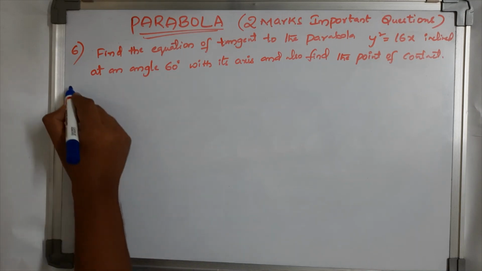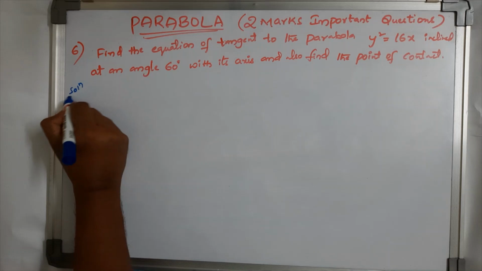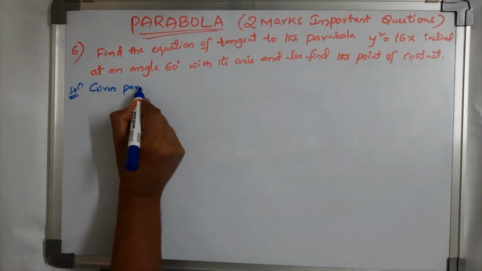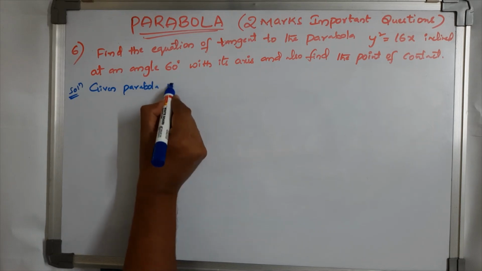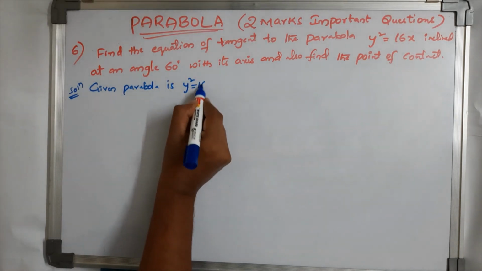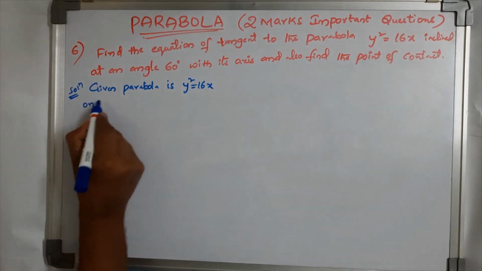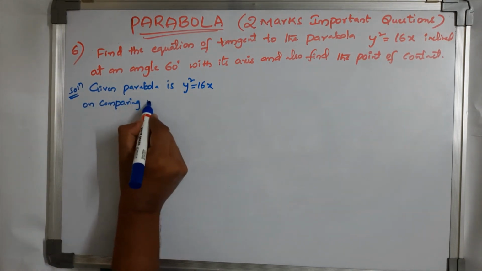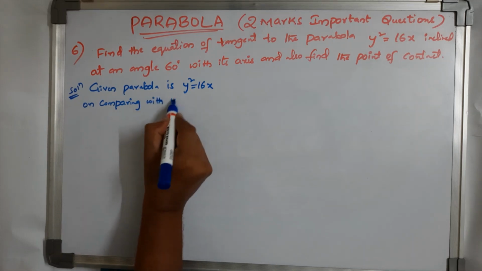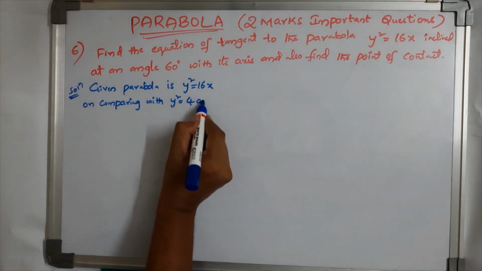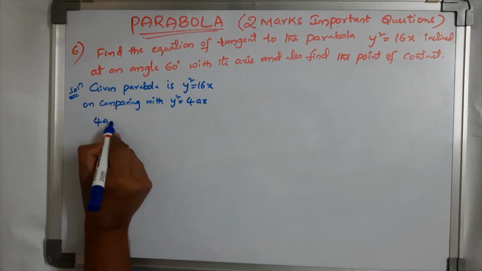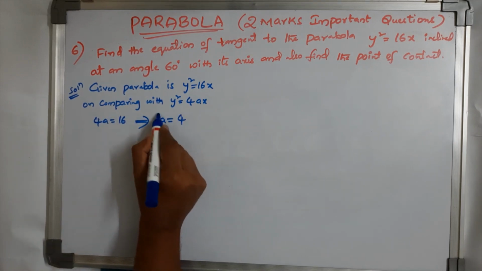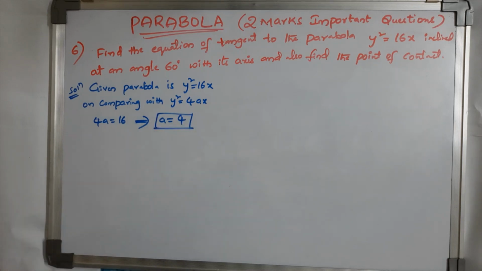First of all, do the same process. The given parabola is y square is equal to 16x. On comparing with y square is equal to 4ax, we get 4a is equal to 16 and a is equal to 4, right?